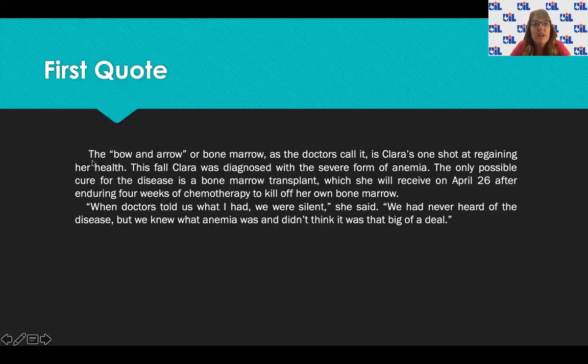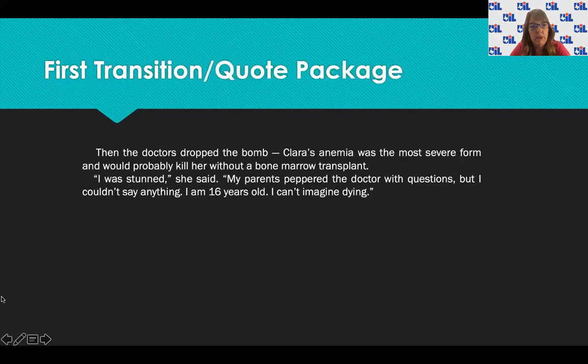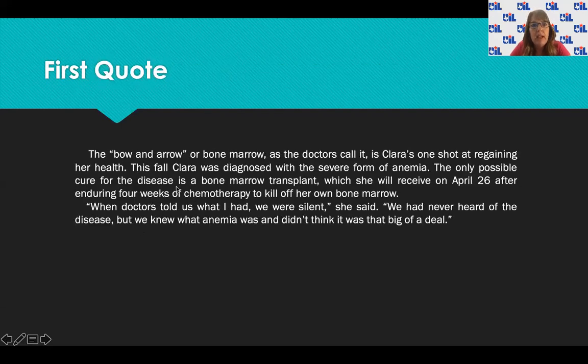Okay, so this is our nut graph: The bow and arrow, or bone marrow, as the doctors call it, is Clara's one shot at regaining her health. This fall, Clara was diagnosed with a severe form of anemia. She will receive the transplant on April 26th after enduring 4 weeks of chemotherapy to kill off her own marrow. "When the doctors told us what I had, we were silent," she said. "We'd never heard of the disease, but we knew what anemia was and didn't think it was that big of a deal."